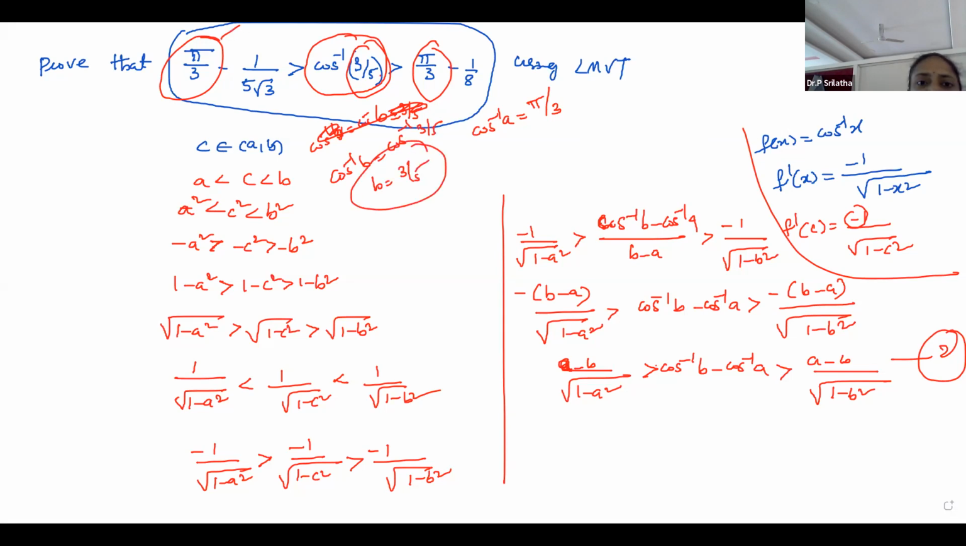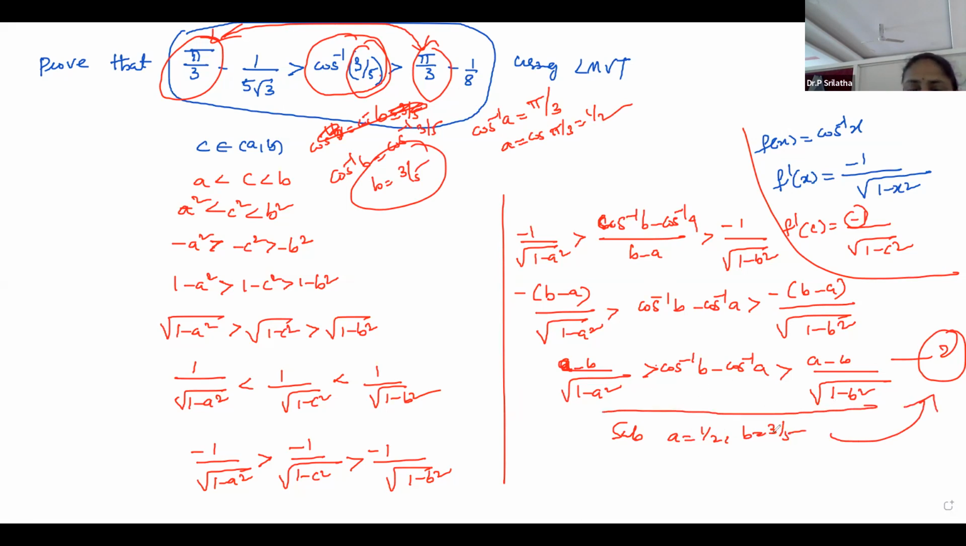So both sides similar value is nothing but cos inverse A value. So A equal to cos pi by 3. Cos pi by 3 is nothing but 1 by 2. So now substitute A equal to 1 by 2 and B equal to 3 by 5 in equation 2. In this equation you can substitute A equal to 1 by 2 and B equal to 3 by 5. Then you will get this proof. Okay, clear?